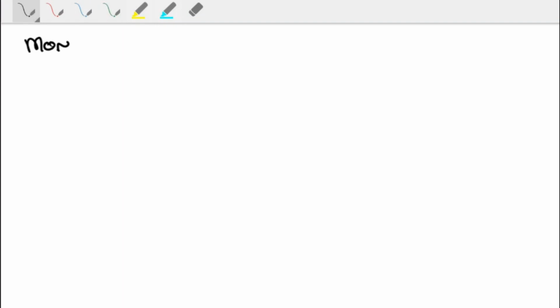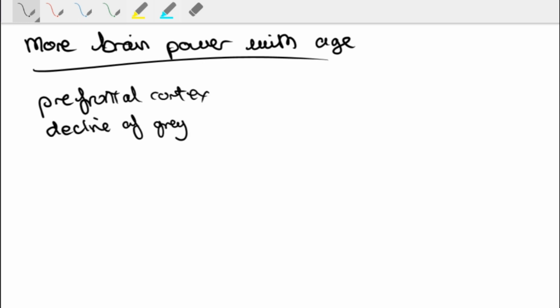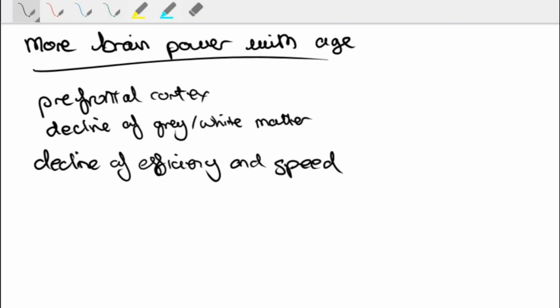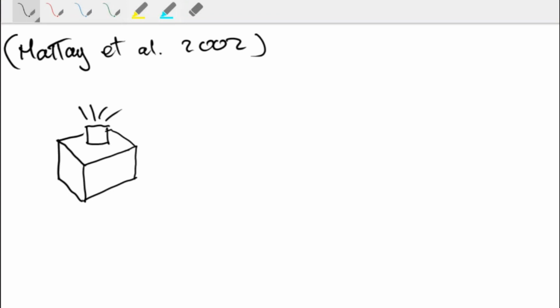As we get older, we seem to be using more brain power than when we were younger. This might have something to do with the decline of the prefrontal cortex and gray and white matter, so its efficiency and speed also decline, and the other brain areas seem to compensate for the prefrontal cortex's loss of normal functioning. A study done by Matai et al. using a simple button pressing task in brain imaging found that older adults over the age of 50 use brain areas that are not present in younger adults when completing the same task.